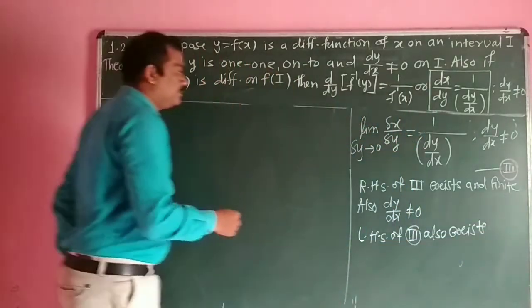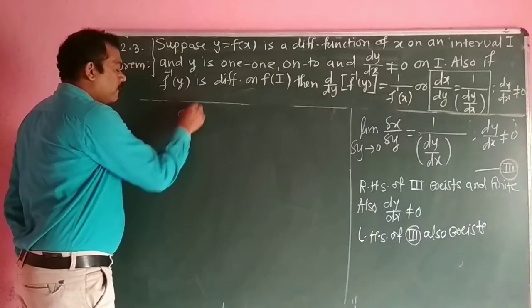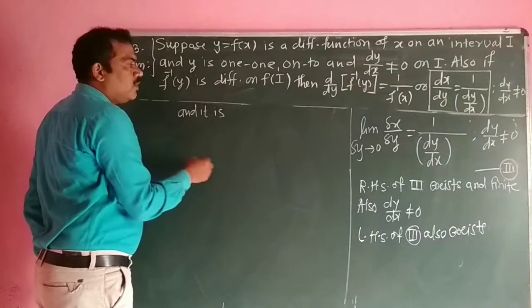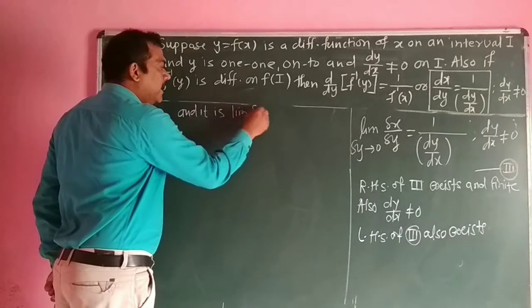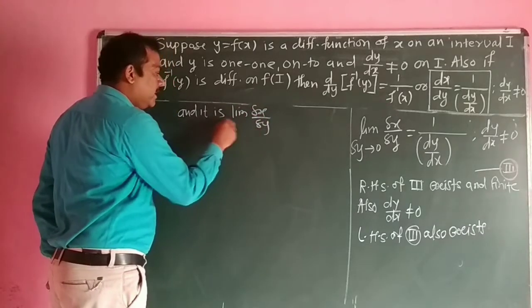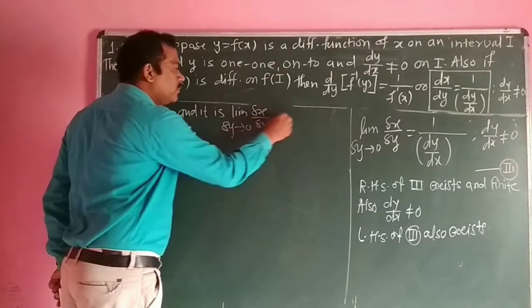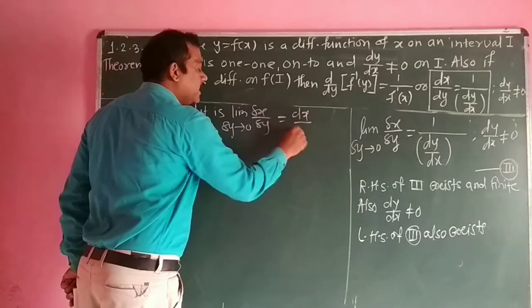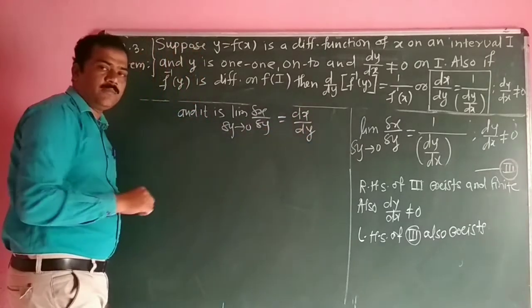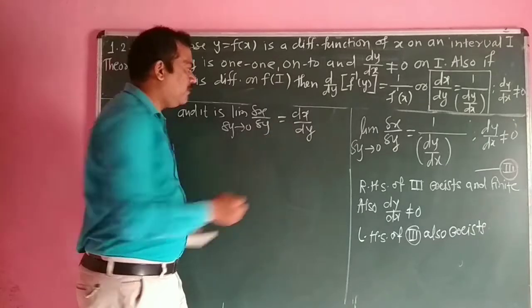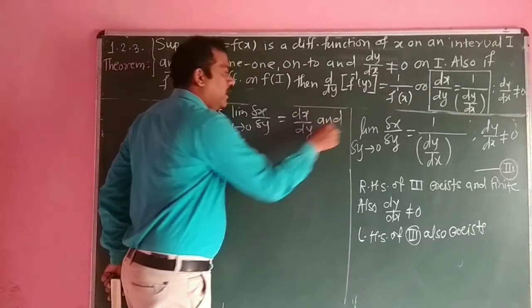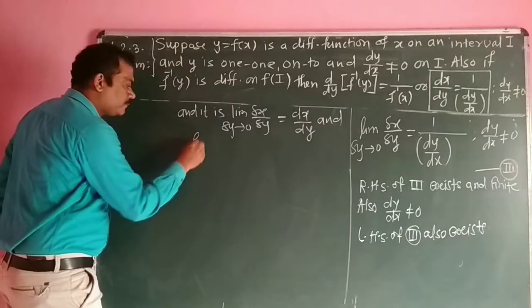And it is what? The limit of delta x divided by delta y as delta y tends to 0 is nothing but dx by dy with the help of the Leibniz notation, and it exists and is finite.